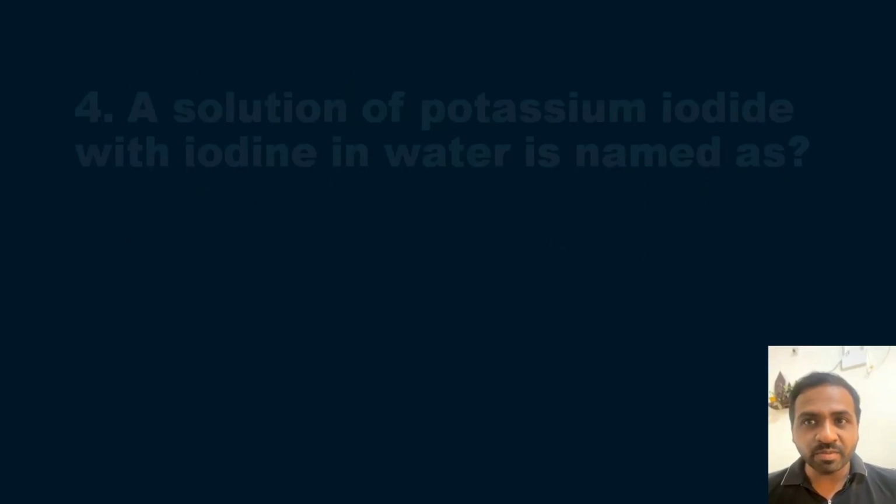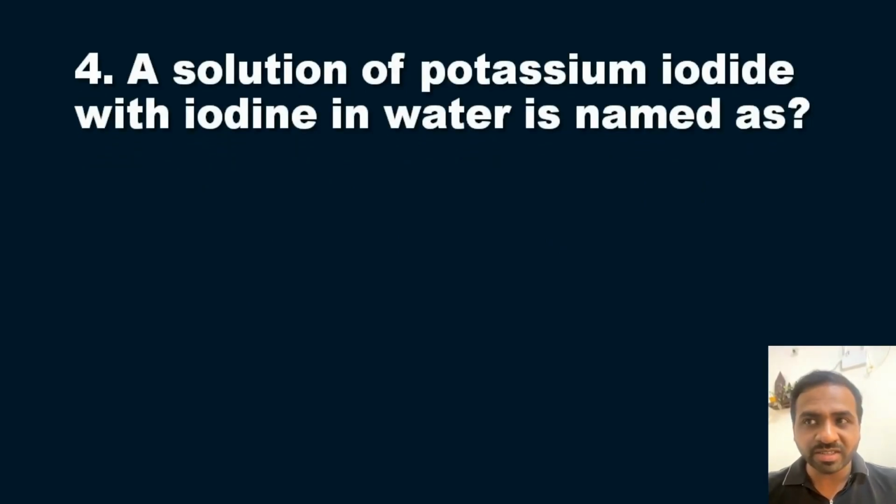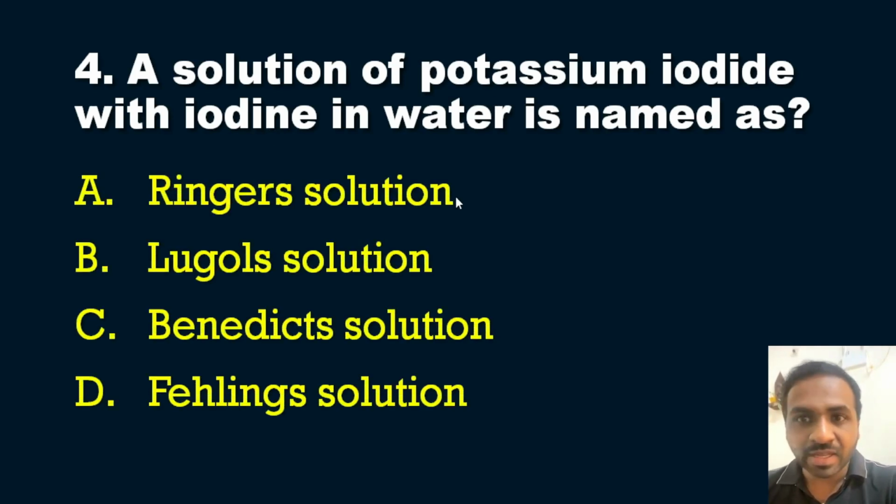Now we will move on to the fourth question in our series, and this is regarding a solution. A solution of potassium iodide with iodine in water is named as? So what is the solution called? The options are A, Ringer solution, B, Lugols solution, C, Benedict solution, and D, Fehling solution.